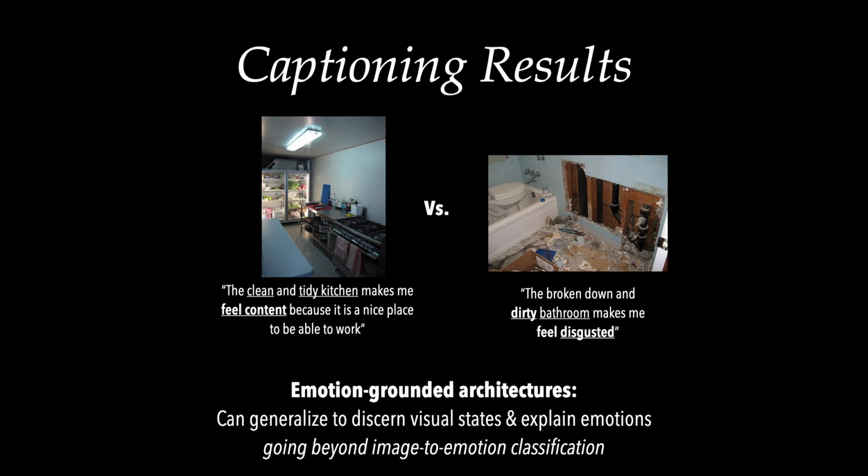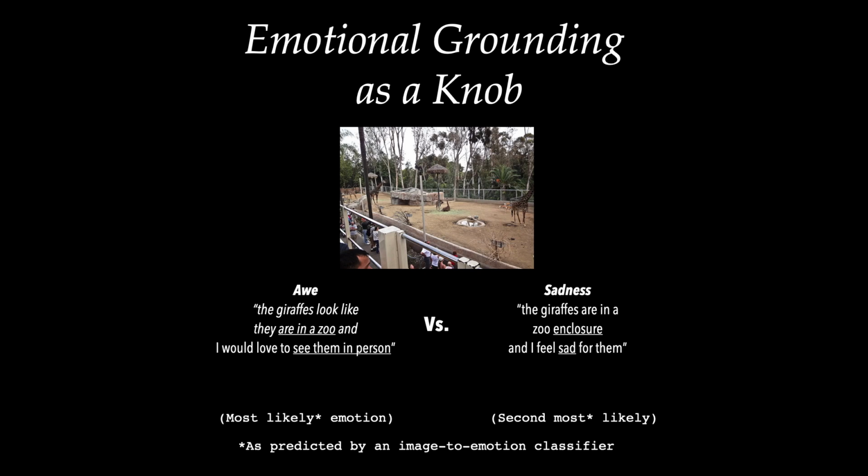For instance, a person might feel content when making a meal in a tidy kitchen, but also disgusted when exposed to a demolished toilet. Moreover, we can use an emotionally grounded captioning system to alter the nature of its produced explanation by giving it inputs of emotions that are distinct for the same image. For instance, here, to justify an awe-inspired reaction, our system focuses on how one could see giraffes in person when they are kept in a zoo, and on the opposite side, how one can feel sad for the fact that such magnificent animals are enclosed in an artificial environment.